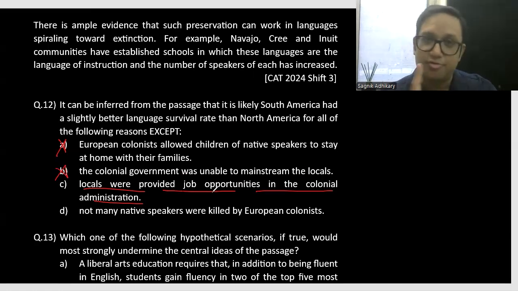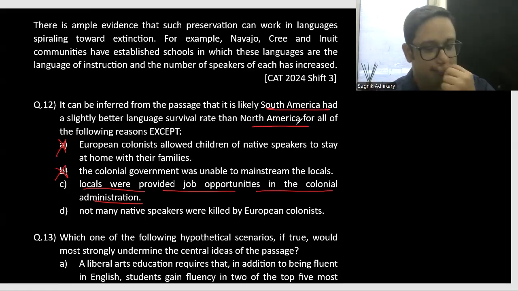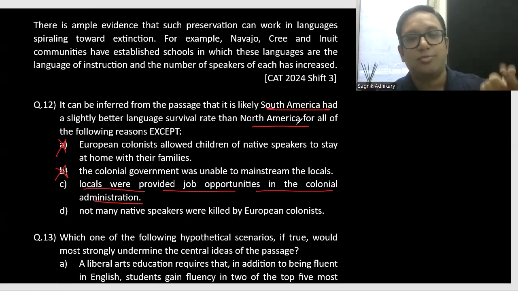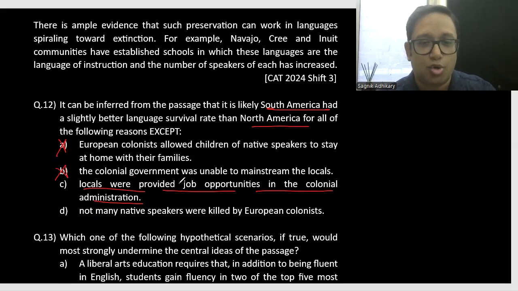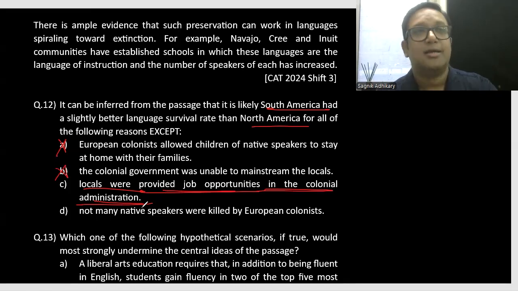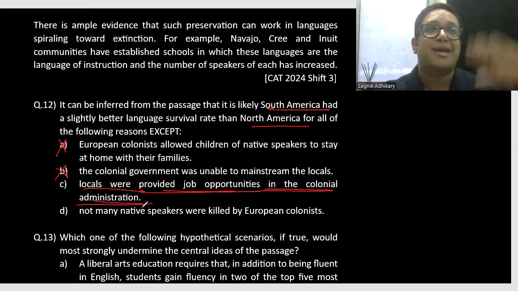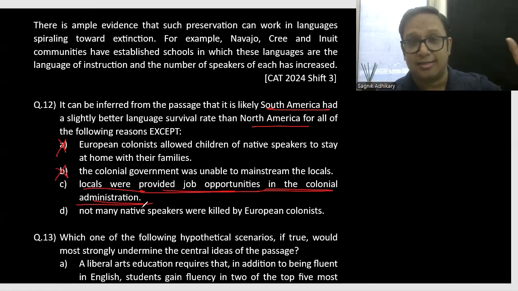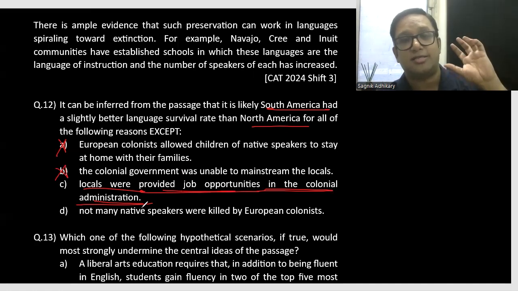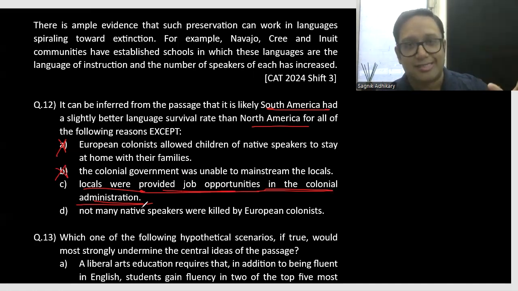This is something relevant to the idea of a dominant language, which is given in the second paragraph, and it does not directly correlate with South America or North America. First thing. Second problem is this would cause there to be more language death, or a lower language survival rate in South America. If locals were provided job opportunities in the colonial administration, then job opportunities would cause them to migrate towards the colonially spoken language, the language that is spoken by the colonists.